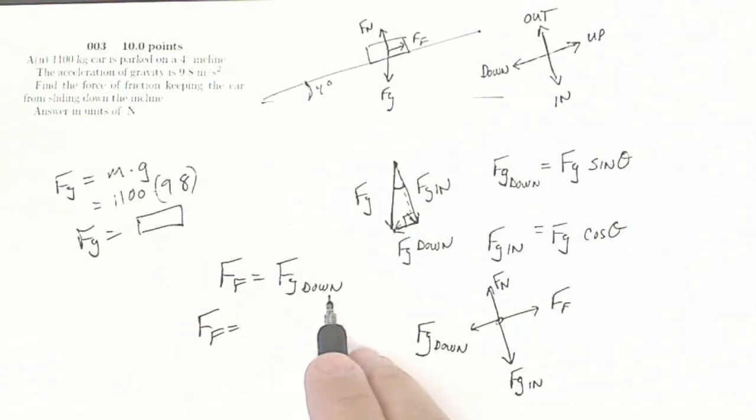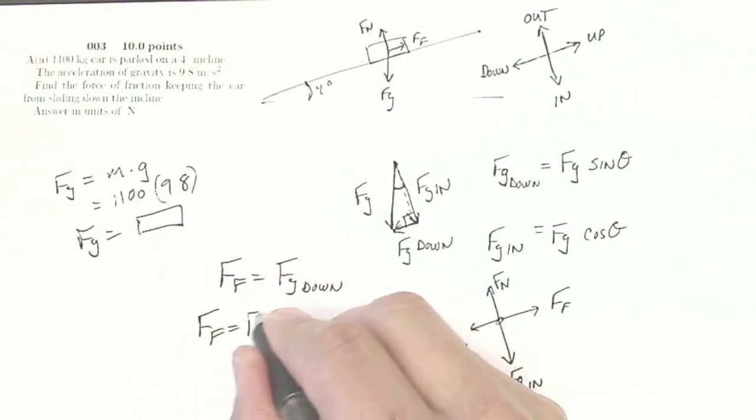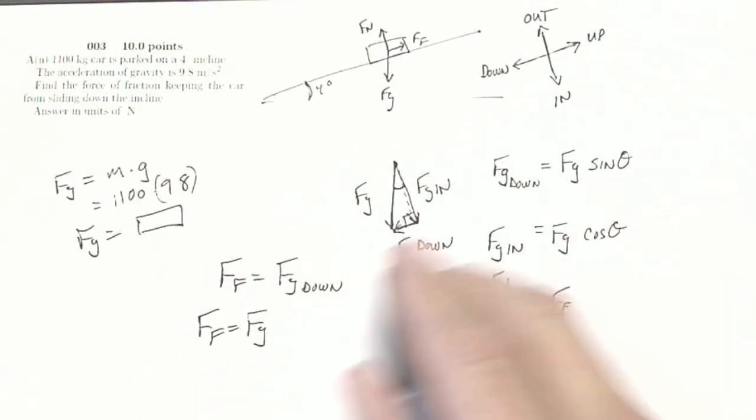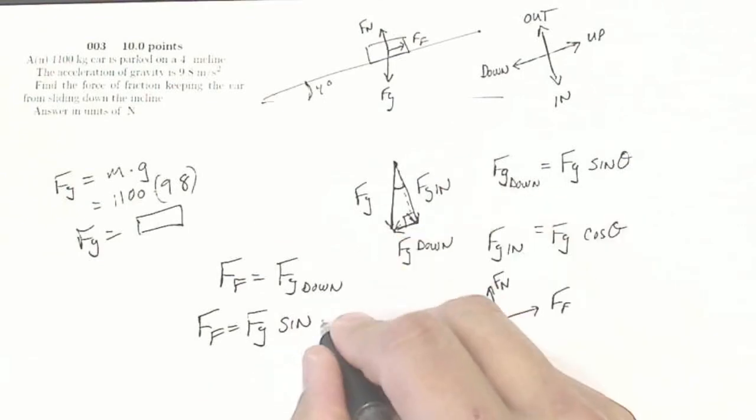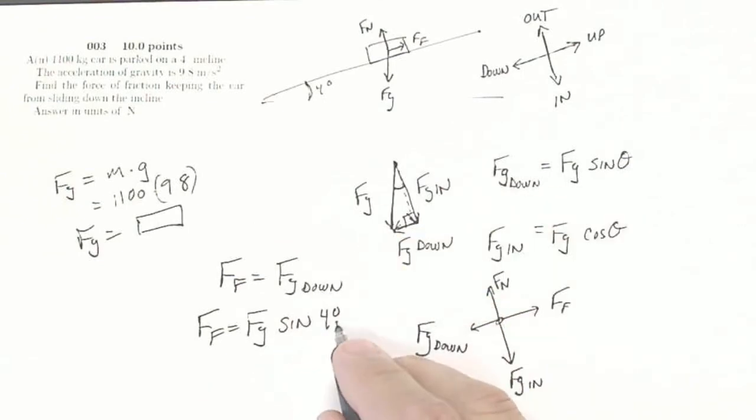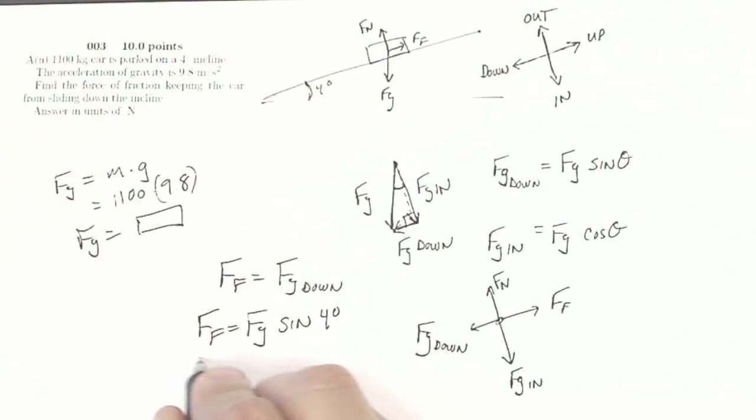Take that, and I want how much of that is down, so my force of friction is going to be my force of gravity times the sine of 4 degrees, which is not going to be a very big number, but it's big enough. So that will give me my force of friction holding the car up the slope.